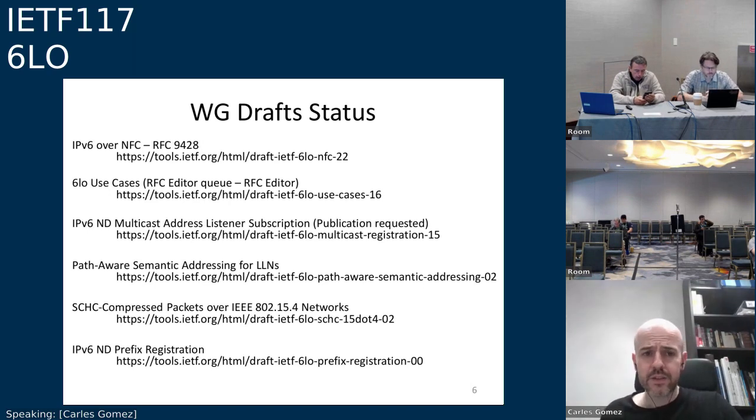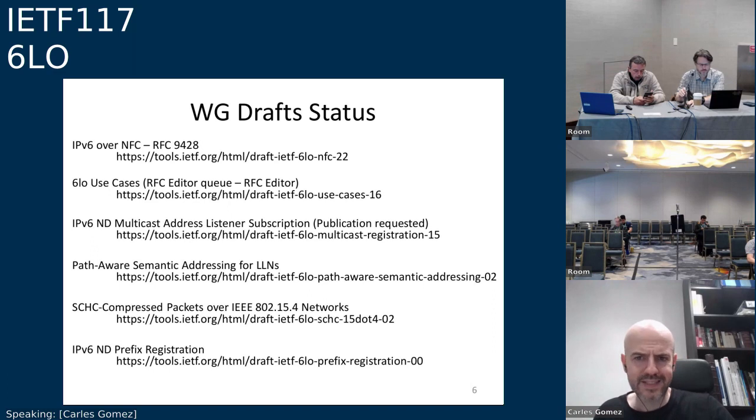Then the second document is the 6LO use cases draft, which is currently in the RFC editor queue in state RFC editor. And also publication has been requested for the draft on IPv6 ND multicast address listener subscription. Perhaps we could take the opportunity to ask our AD, Eric, what would be the plan for the next steps for this document?